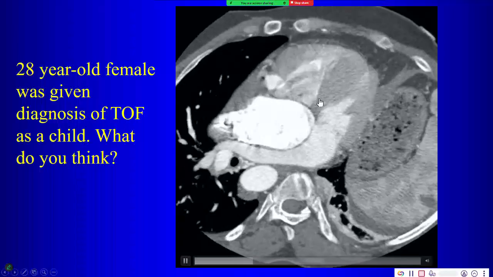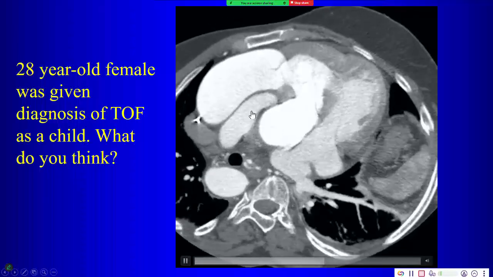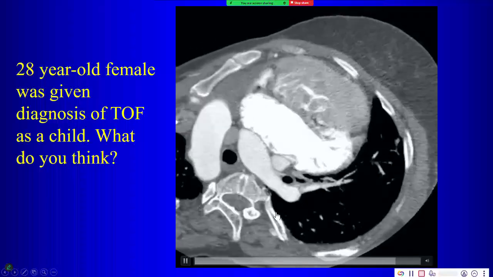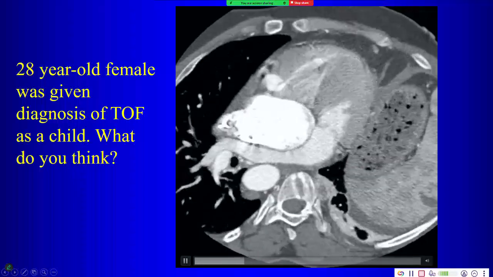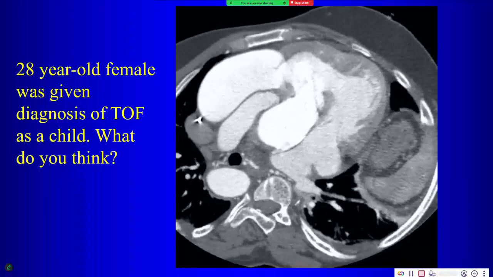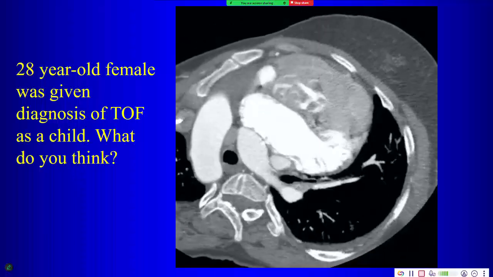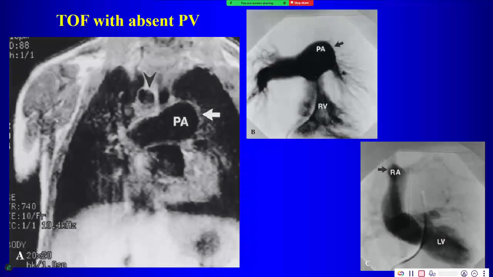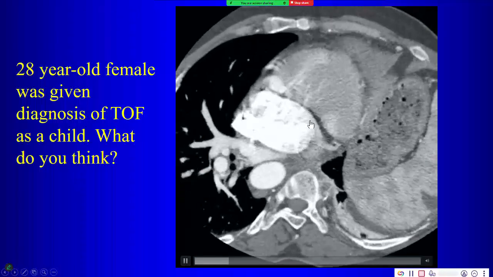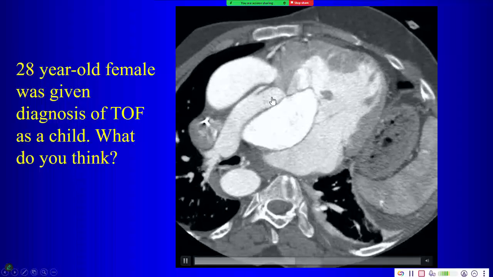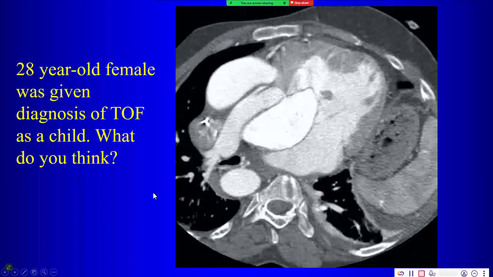Well, first let's find the pulmonary artery. So this guy here is the pulmonary artery. See it? Okay, well, let's take a look. Follow it. Did you see the pulmonic valve? Were you able to find the pulmonic valve? Okay, so here's the pulmonary artery, right here. Here's the pulmonic valve, right? So is the pulmonary artery, do you think, connected to the left ventricle or the right ventricle? It's the right. Now, why did they think this patient had tetralogy of Fallot?